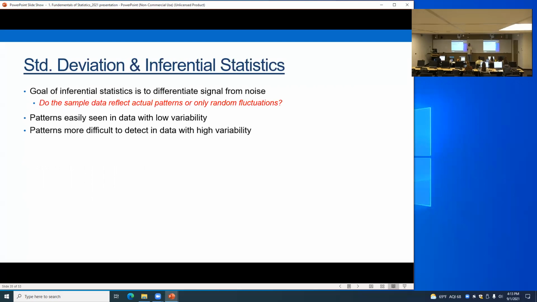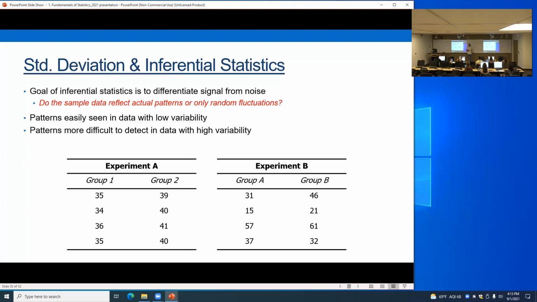So thinking about our standard deviation and inferential statistics, these are anything with a p-value. The goal is to help us differentiate signal from noise. Okay? Are these things that I see likely to be real, representative of differences or associations in the population of interest, or is this just static, random fluctuations? And as we think about how variability impacts this, it's a lot easier to see patterns in data with low variability. If I have data with high variability, it becomes a lot harder to tease things out, right? So I've got 2 experiments.